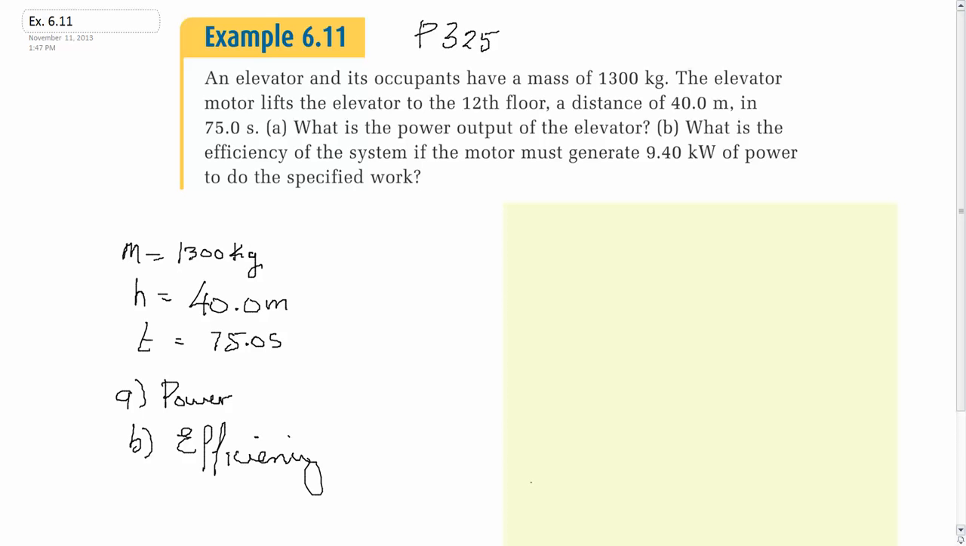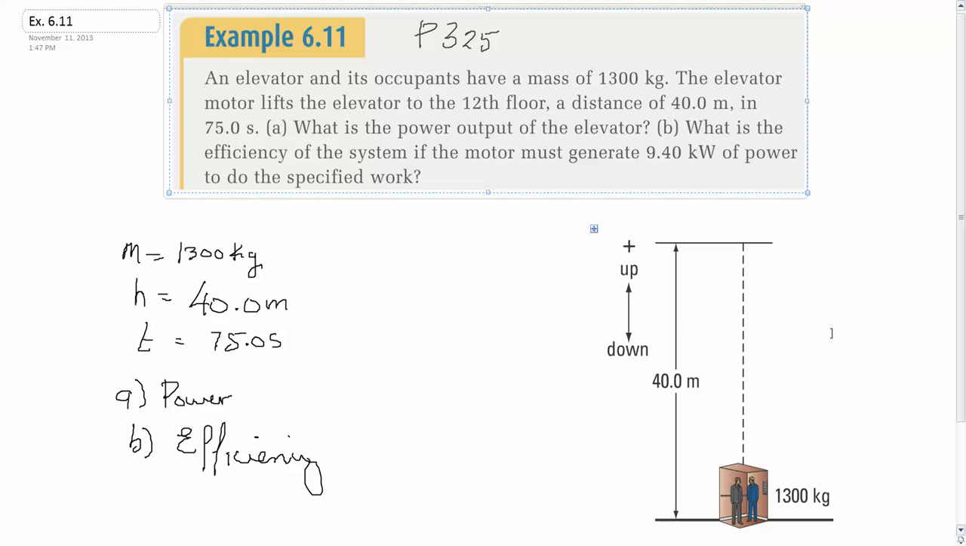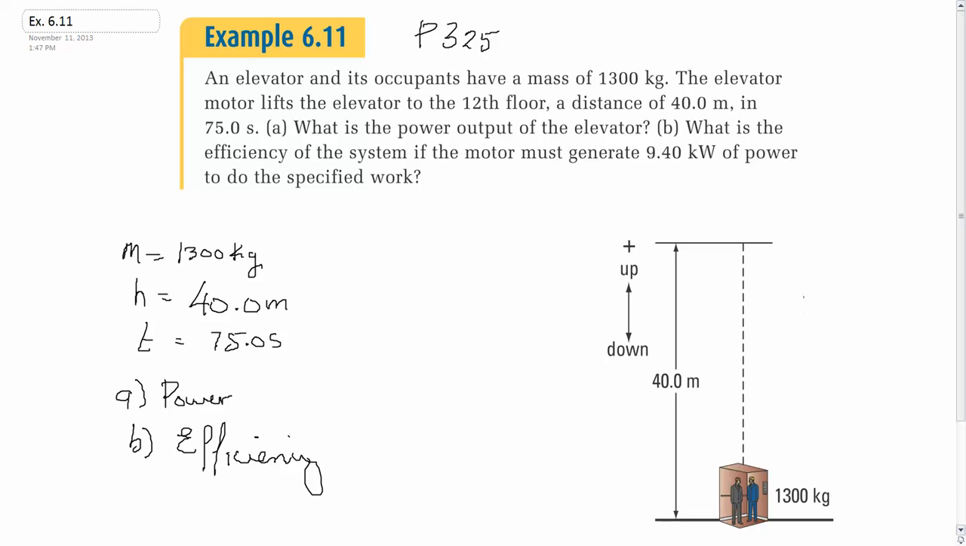Okay, so I'm just going to pull up this image. This is the image from the textbook, and that should help us get a sense of what kind of work is being done here. We're doing work against gravity as we lift this elevator up, and so we're looking at how much energy the elevator gains, and that energy comes in the form of gravitational potential energy. So our energy change is gravitational potential energy, and we calculate that using mgh.